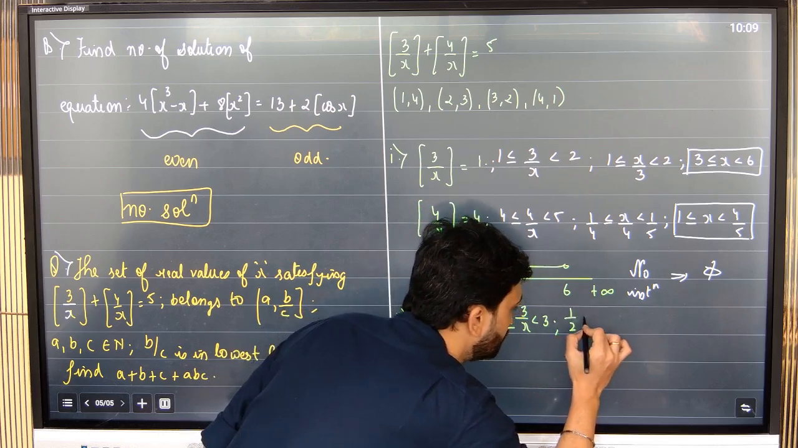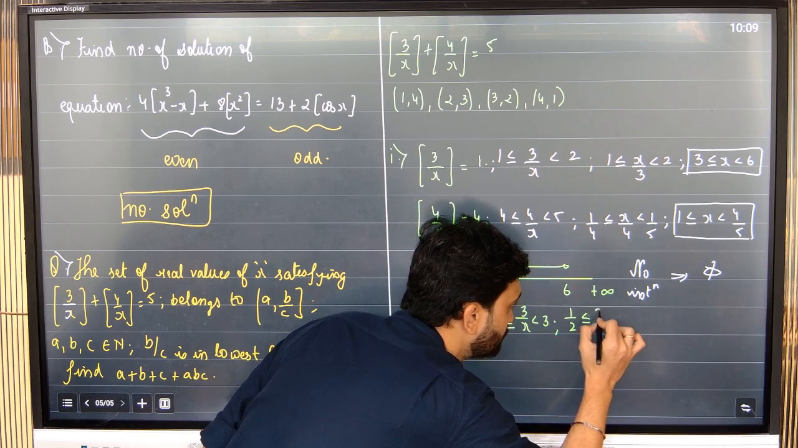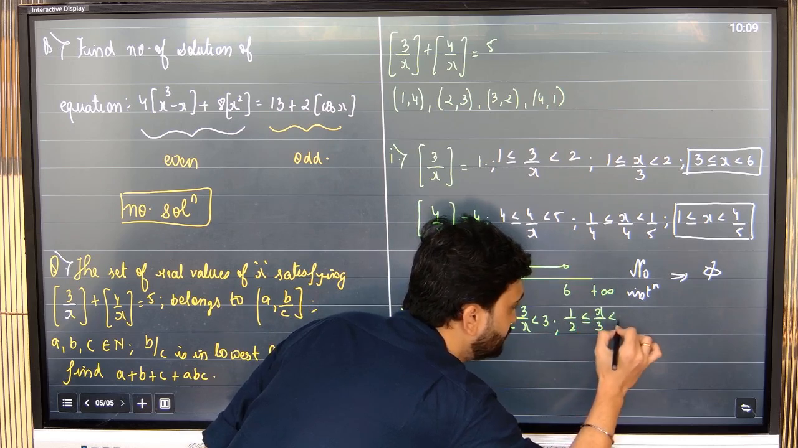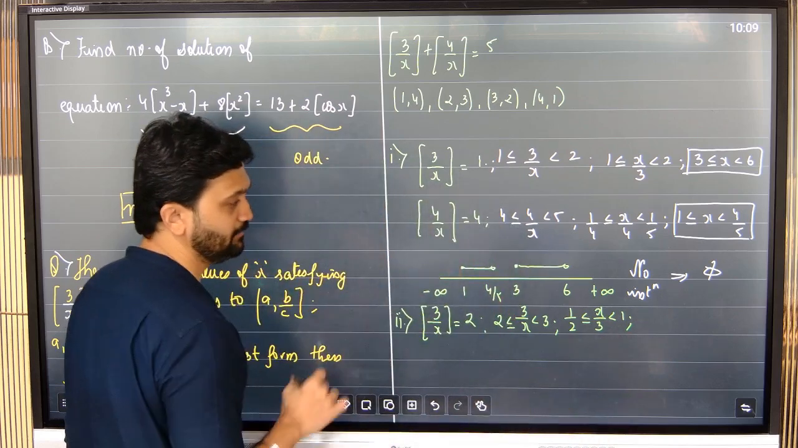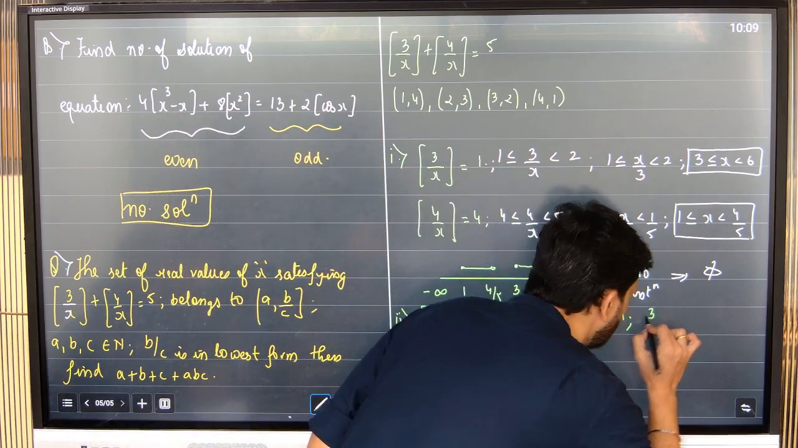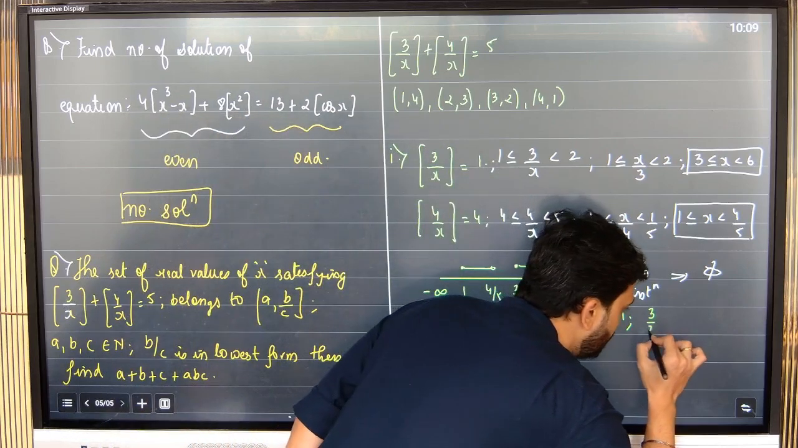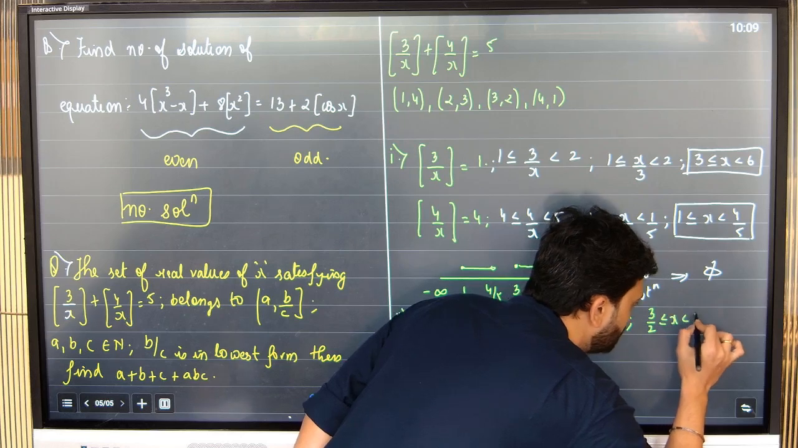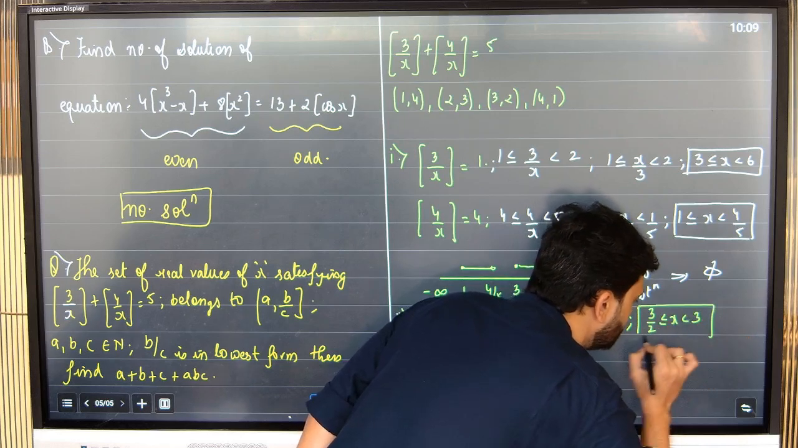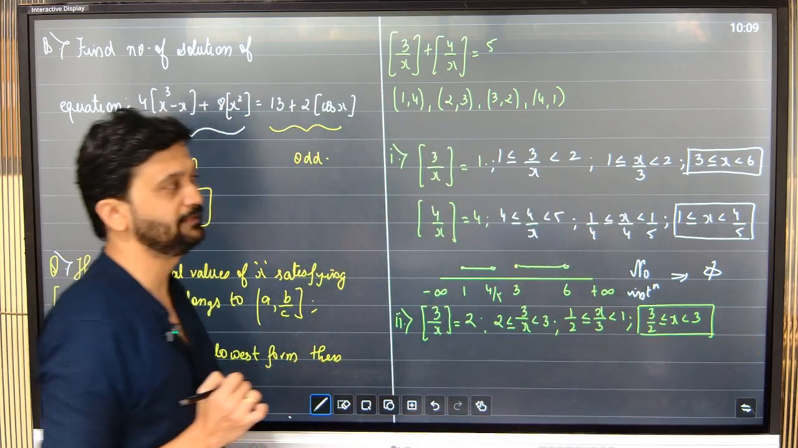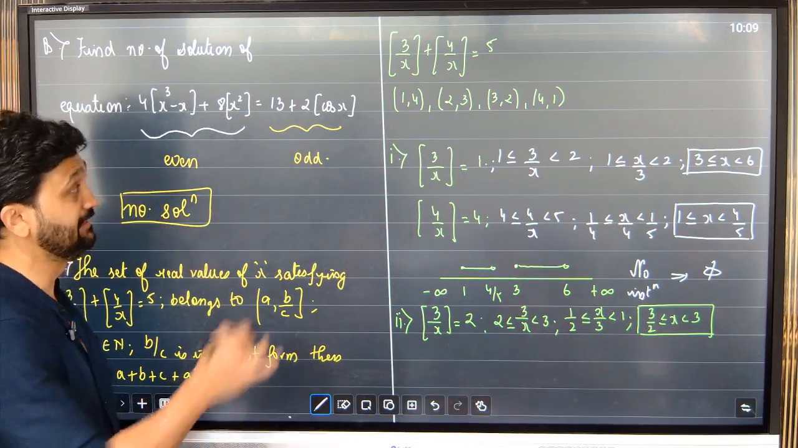1/2 ≥ x/3 > 1/3... कहाँ से कहाँ तक रहेगा फिर? बोलो ना. 3 से मल्टीप्लाई करेंगे 3/2 ≤ x < 3. This is the first part. This is the first part of the sum. Now I will take equal to 3.